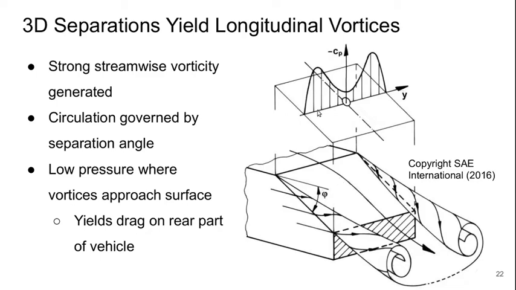And because of the additional velocity associated with the rotation of this flow, there'll be a lower pressure where the centers or the midpoints of these vortices impact on the surface. And so you'll get a low pressure region. And because part of that surface is facing forward, you get some drag associated with that.